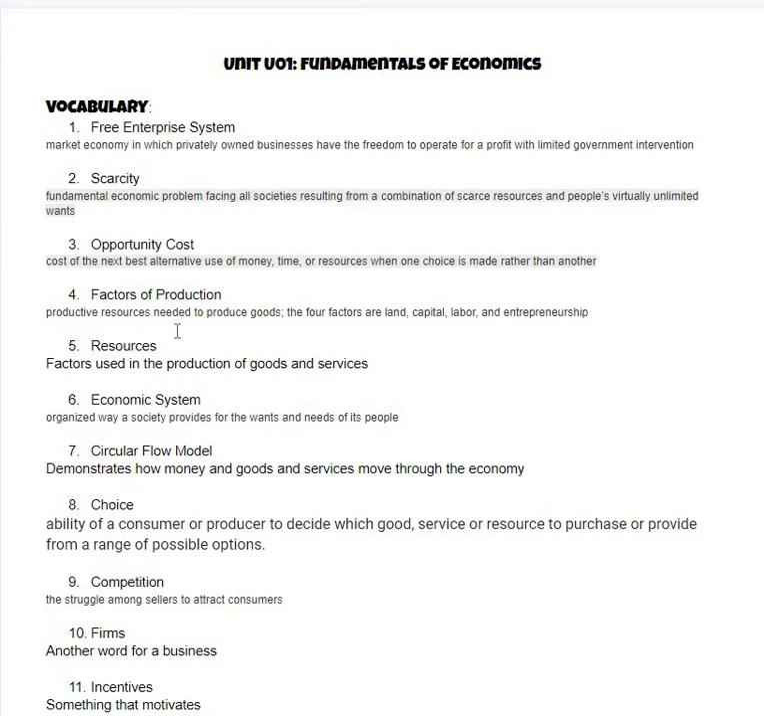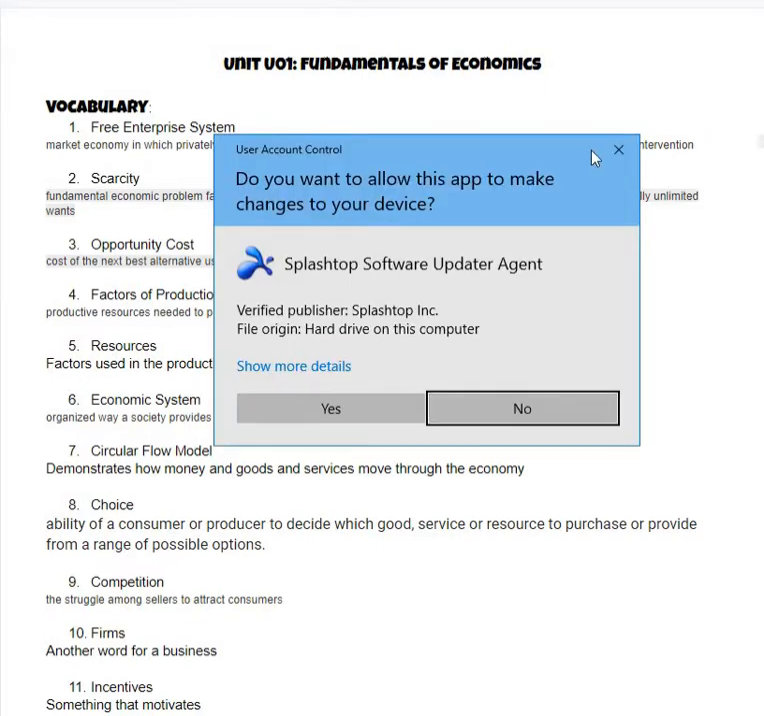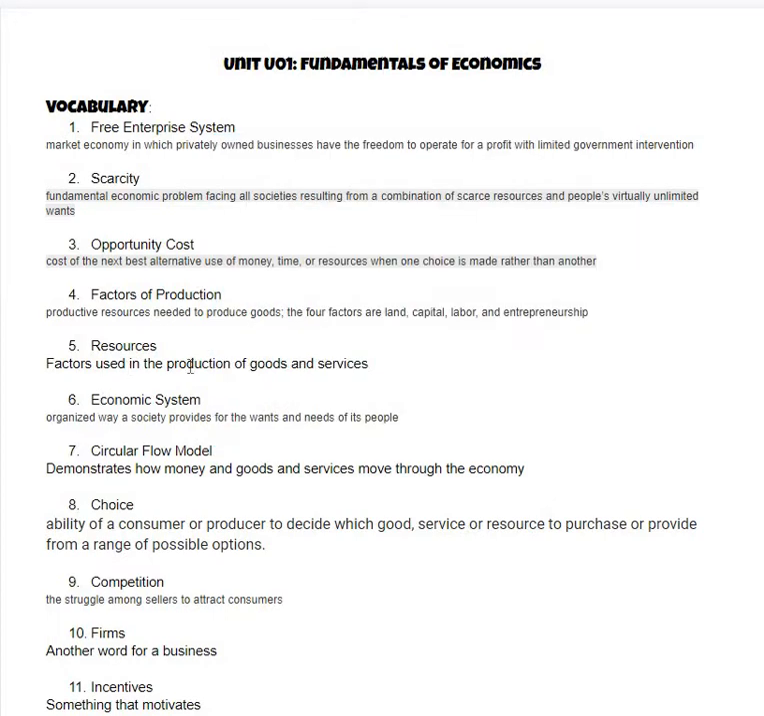Factors of production, the productive resources needed to produce goods. All right, the four factors are land, labor, capital, entrepreneurship. It's what everything comes from. All right, resources are what comes out of those factors of production. Okay, those are used in the production of goods and services. Economic system, okay, is an organized way that a society provides for the wants and needs of its people. It's how societies divide those limited resources.